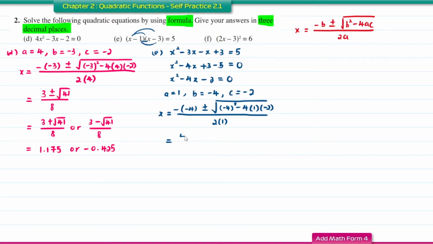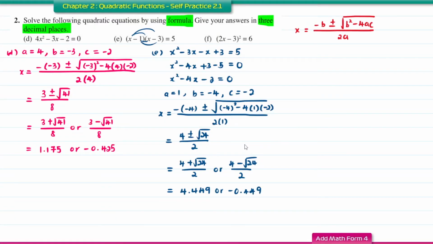So here you want to have a positive 4 plus minus. So the square root part is 24 over 2. So the value of x, one of it is 4 plus square root of 24 divided by 2. And the other one is 4 minus square root 24 divided by 2. Solve it using calculator, you're going to have the answer of 4.449, or the other one is negative 0.449. Question F.